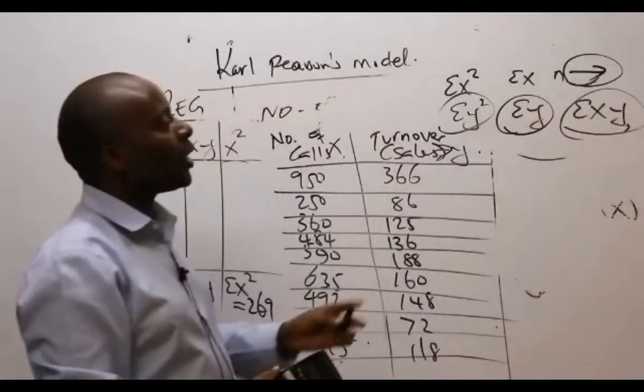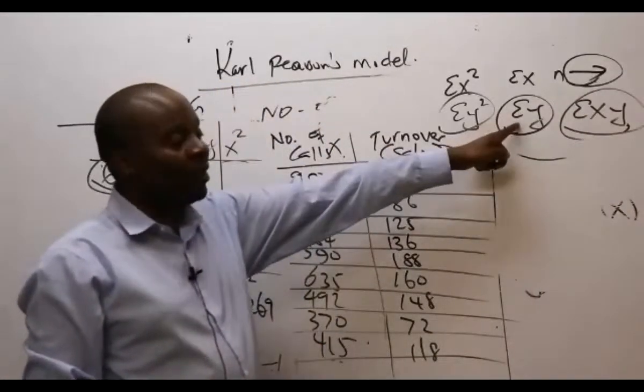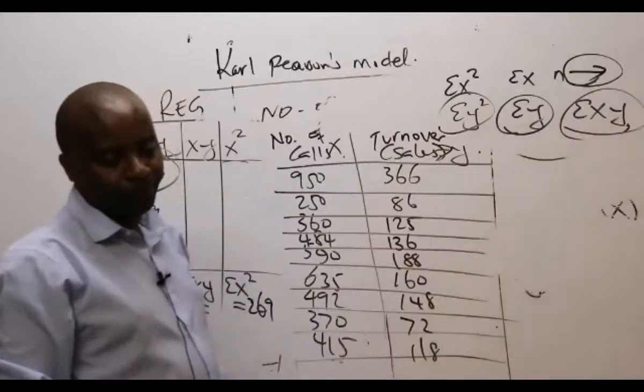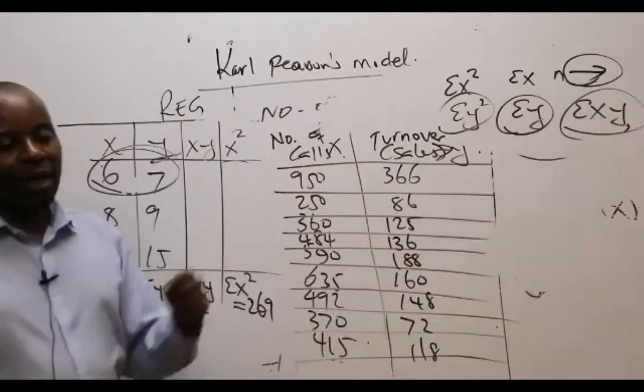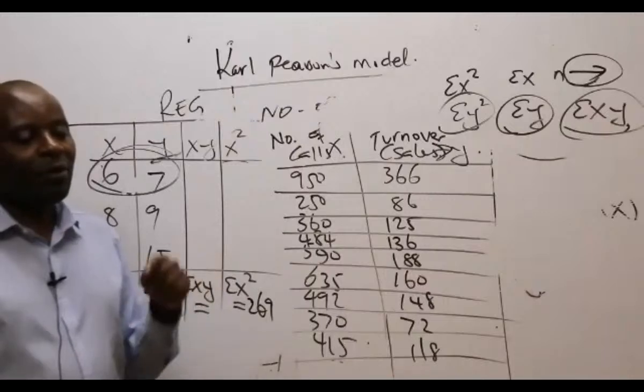And how I wish I had a good student by now. This good student should have given me the value of sum of y. By now, this student should have given me the sum of y.